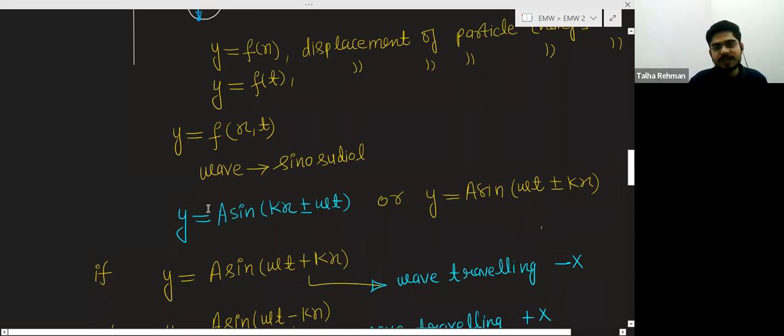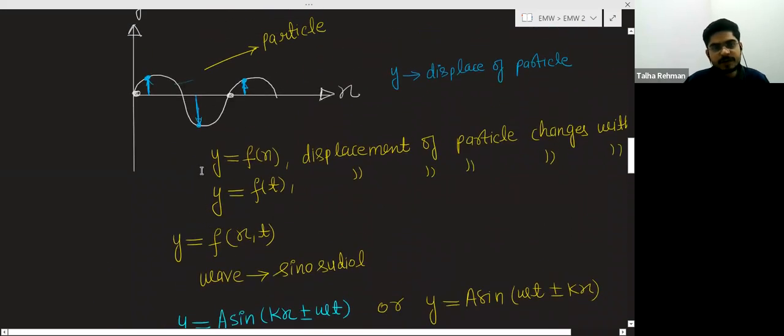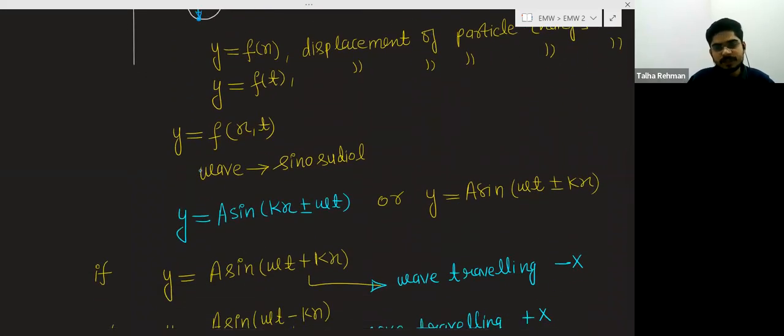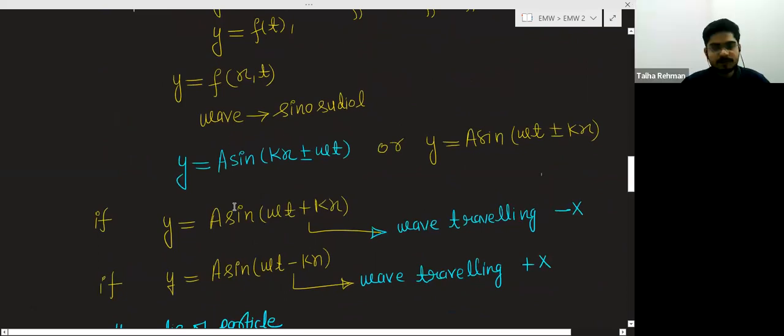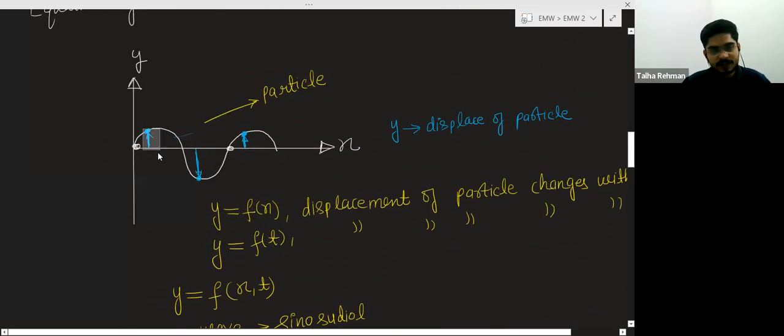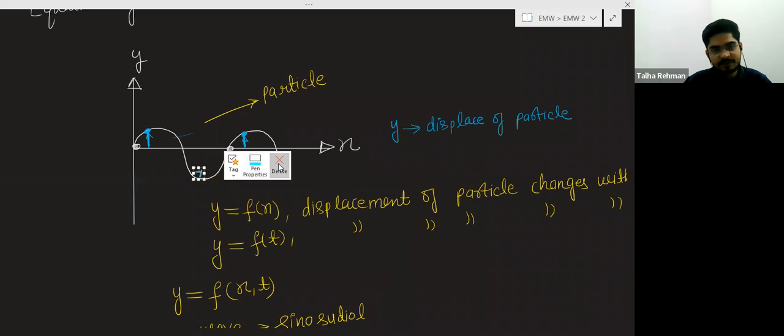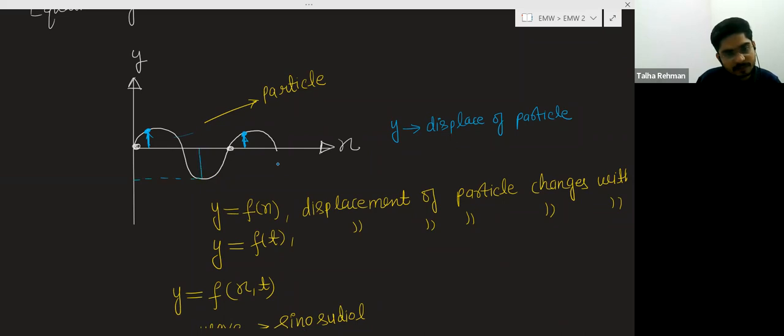Why, and what is A here? A will be the maximum displacement of the particle. Okay, so what is A here? Maximum displacement of the particle. So where will be the maximum displacement of the particle? I will show it here, it will be like this. So this will be the maximum displacement of the particle. This will be A.